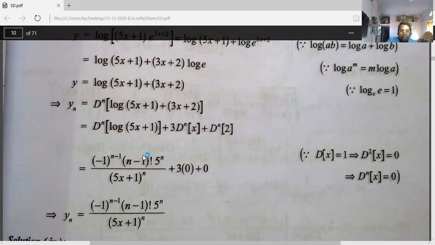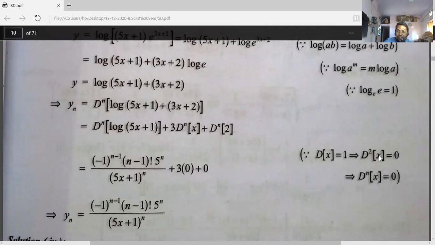Now the first one is in the format log ax plus b. That means you can apply the formula taken in the previous case, that is minus 1 to the power n minus 1 into n minus 1 factorial into a to the power n divided by ax plus b to the power n. Now you see the nth derivative of x. The first derivative will become 1.